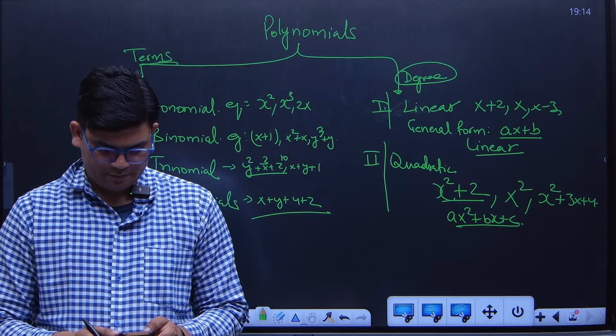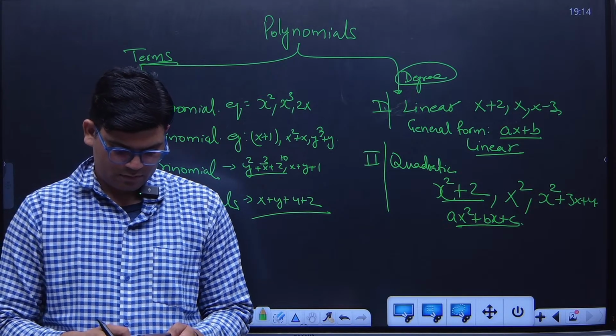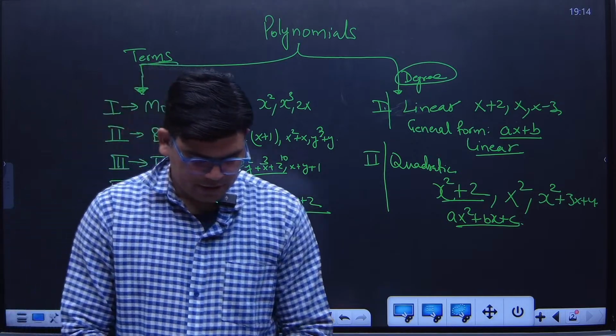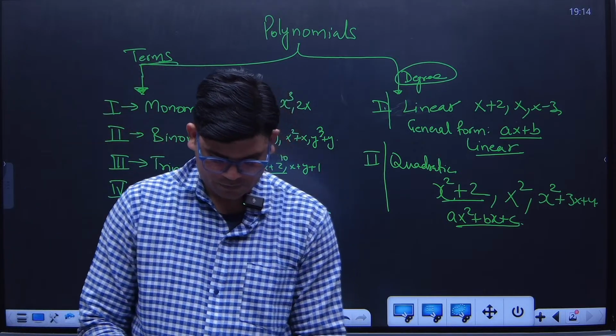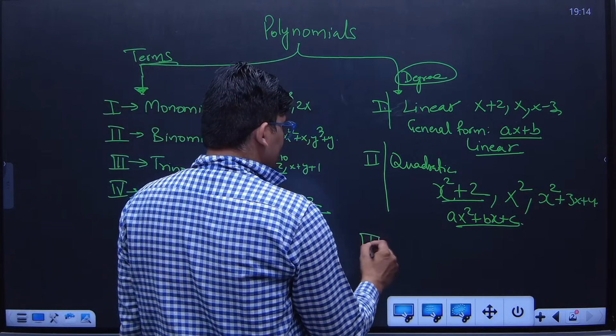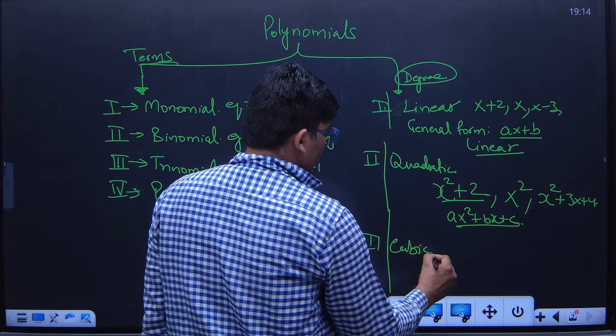Basically the degree is 2. The highest degree is 2. Then the highest degree can be 3 as well, which is known as cubic.